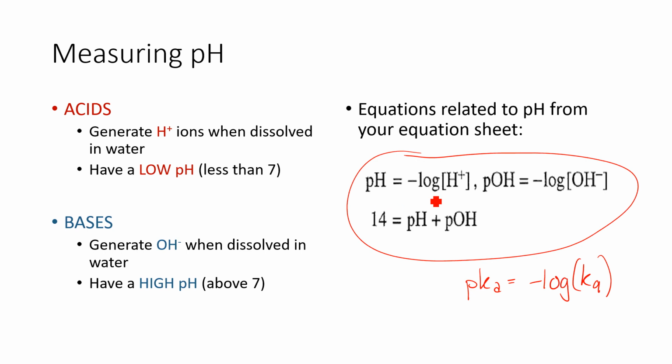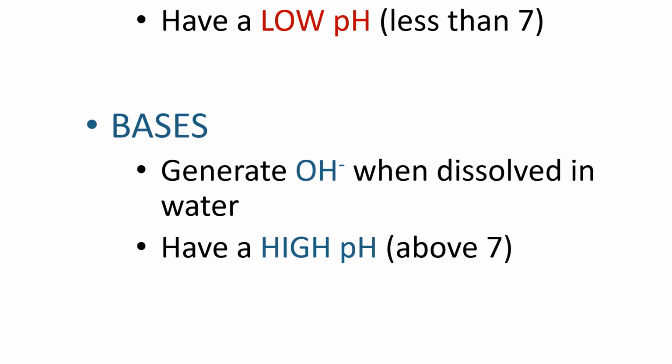So the pH is the negative log of the H concentration. The pOH is the negative log of the OH concentration. And it turns out that in an aqueous solution, so when you're dissolving stuff in water, the pH and the pOH add up to 14. So those are values that we will use in this lesson, and we will use them a lot later on because our next unit is acids and bases.